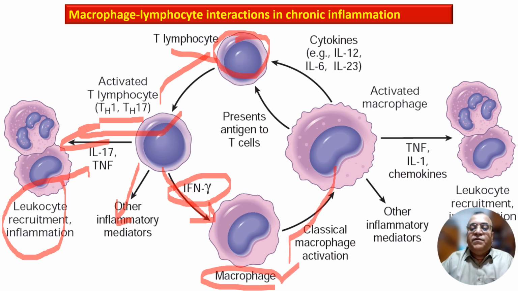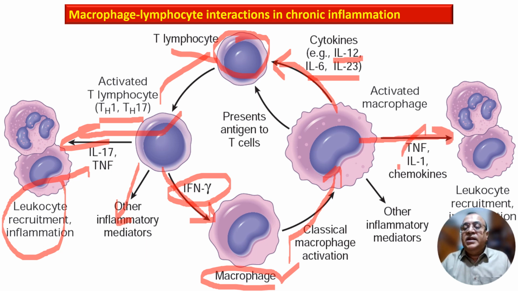So now the pro-inflammatory macrophages are activated, and these activated macrophages further secrete cytokines that are pro-inflammatory, such as interleukin 12, interleukin 6, and interleukin 23, and these activated classical macrophages also secrete tumor necrosis factor, interleukin 1, and chemokines. So further, they recruit neutrophils and macrophages to the site of the inflammation.